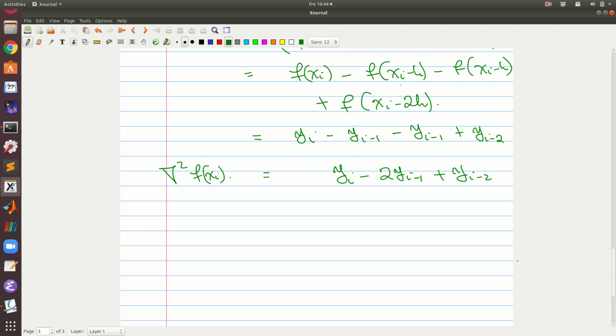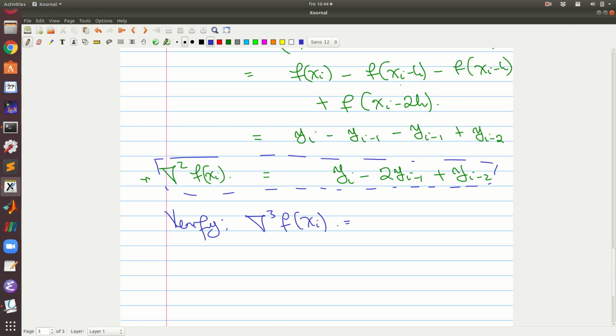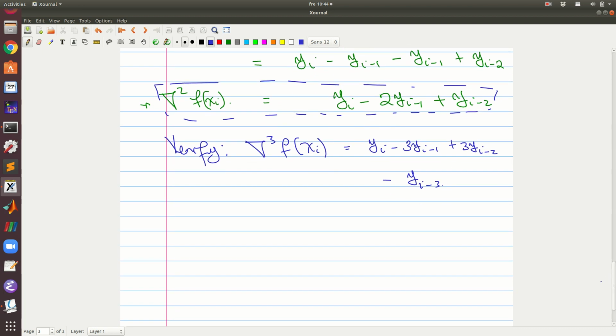We are running out of time, so I would like you to verify what is in the lecture notes, that using the same procedure which we have gone through to write this expression, the third backward difference operator of f at xi is going to be given by yi minus 3 yi minus 1 plus 3 yi minus 2, then minus yi minus 3. If I haven't made a mistake, I hope that's it.